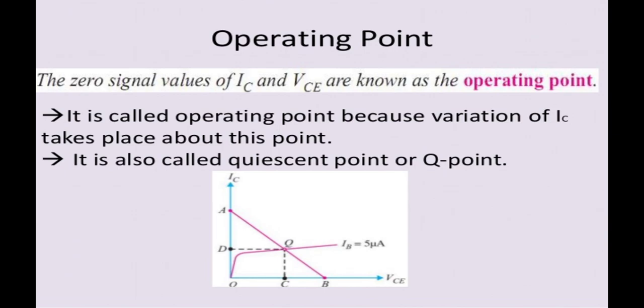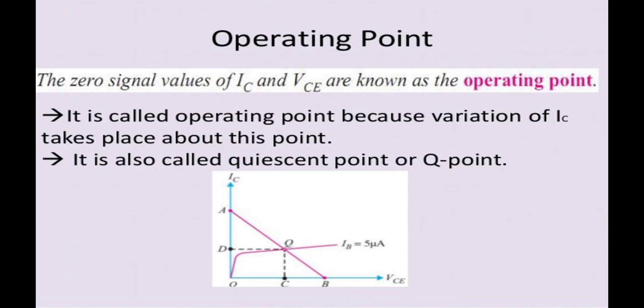In the active region, it acts as an amplifier. In the saturation region, the collector and base terminals are both forward biased, so it acts as a closed switch. In the cutoff region, both are reverse biased, so it acts as an open switch.